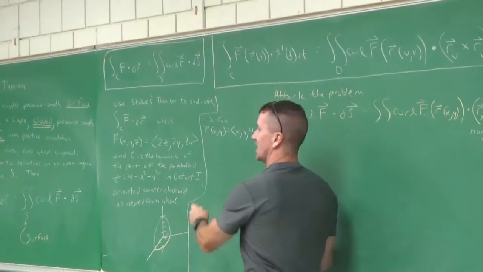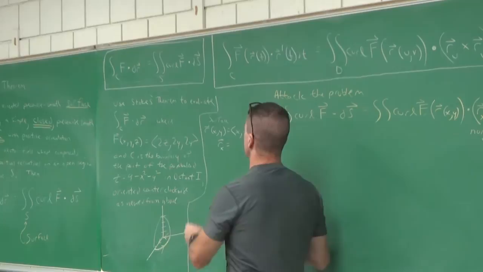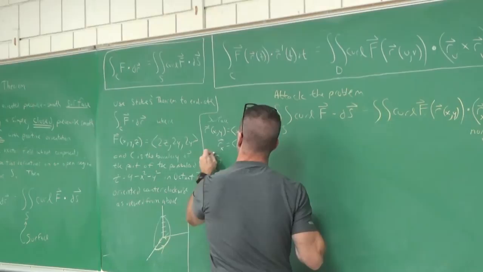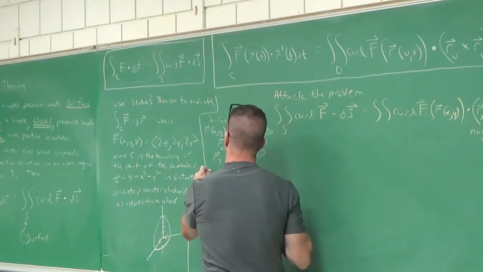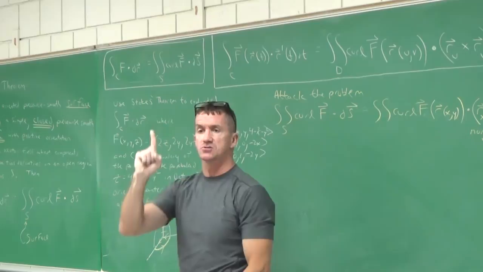What's rx? The first partial derivative with respect to x. 1, 0, and -2x. What's ry? 0, 1, and -2y. And what's rx cross ry? We're just going to make sure the normal vector is pointed upward. That means for positive orientation. What do you get?